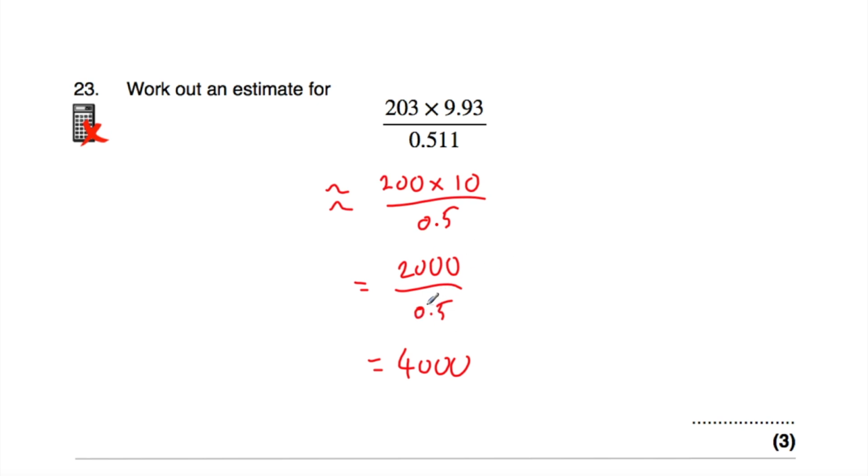Now, another way we could approach this is if we were doing 2,000 divided by 0.5. When we're doing division, we can multiply both what we're dividing and what we're dividing by the same number, perhaps 10 or 2 or 100 and so on, and it'll still give you the same answer.